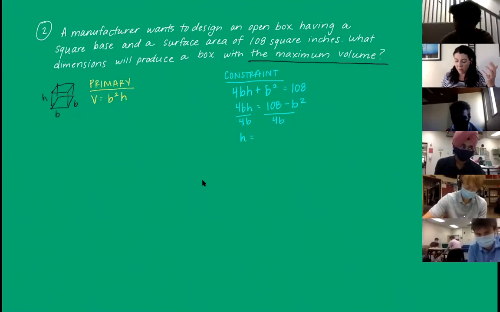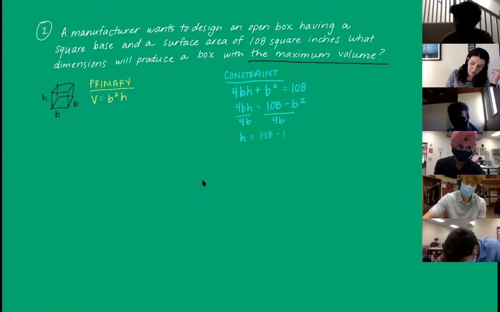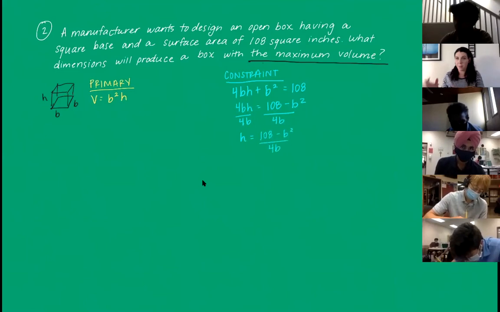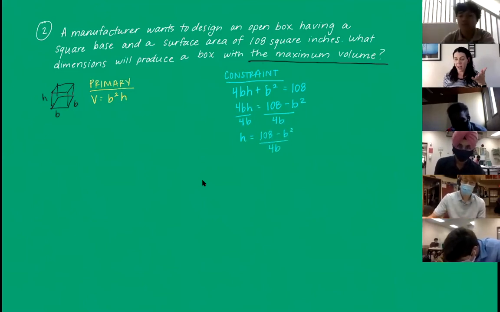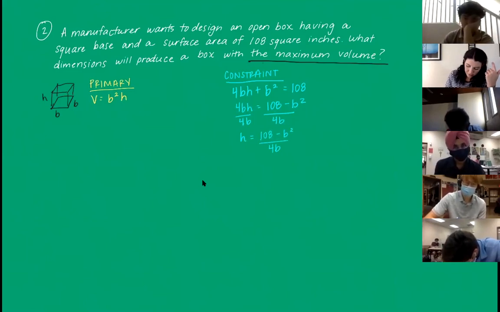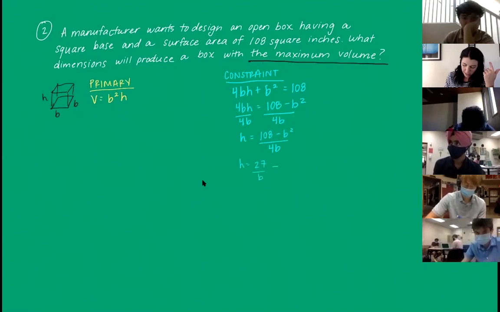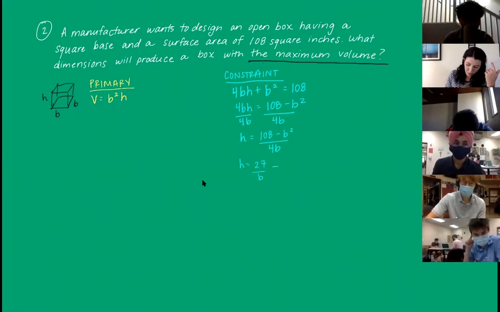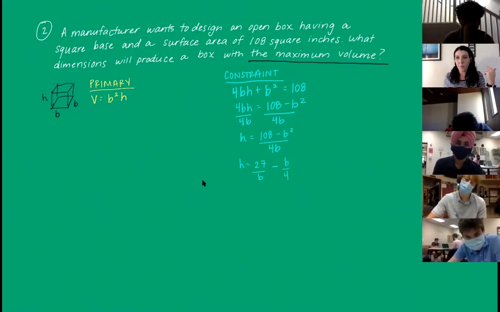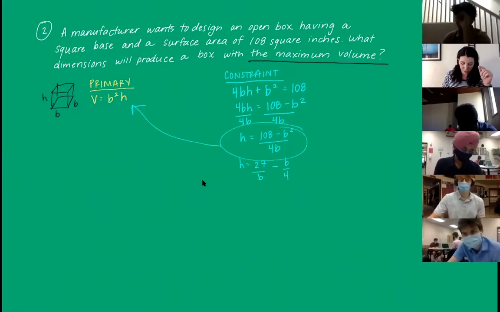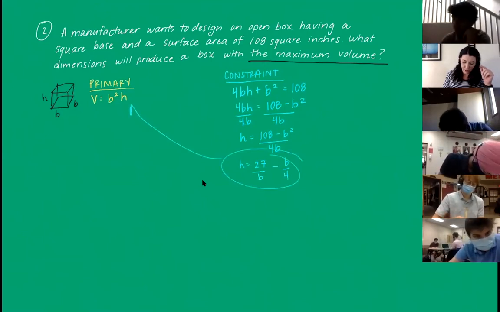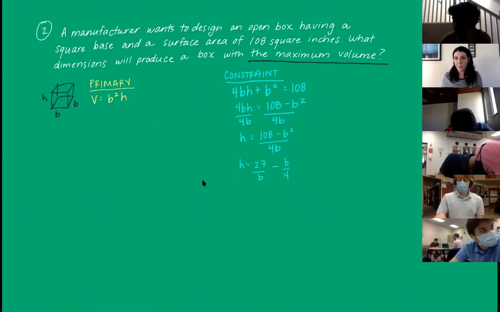Okay, you can simplify this as much as possible. So yes, you could leave it as 108 minus B squared over 4B and go ahead and plug that in. Or you could start simplifying things about this, right? So 108 divided by 4 is what, 27? So that would be 27 over B minus B squared over 4B is B over 4. I think that's right, right? Yeah. Good. And then you can plug this in. So again, you could either plug this one in for H, or if you prefer, you can plug this simplified version in for H.